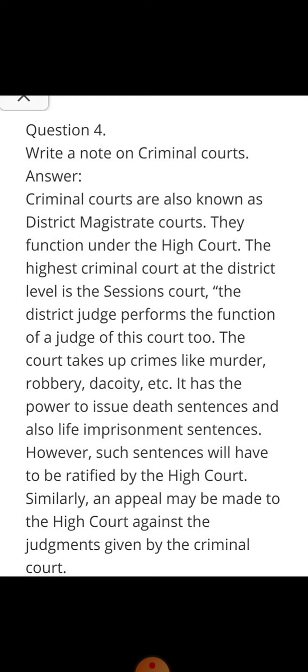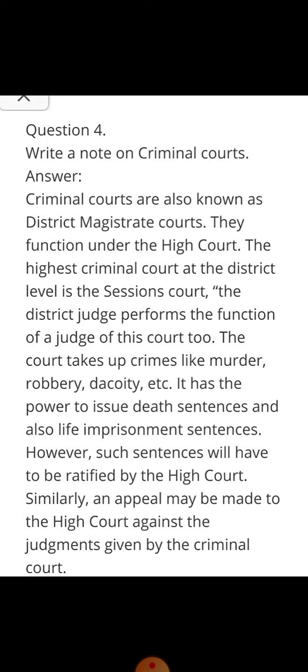Well, criminal courts are also known as district magistrate courts. They function under the high court. So criminal courts, another name is district magistrate court. It is going to work under the high court. The highest criminal court at the district level is the session court. The district judge performs the function of a judge of this court too.